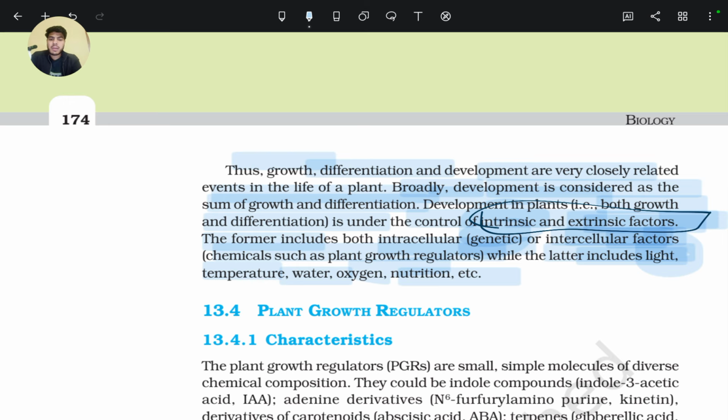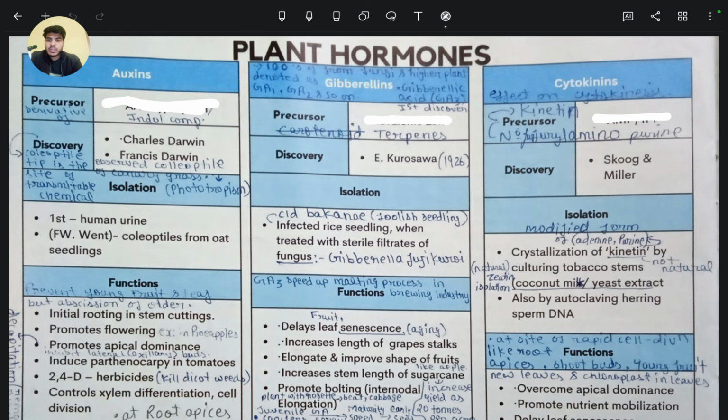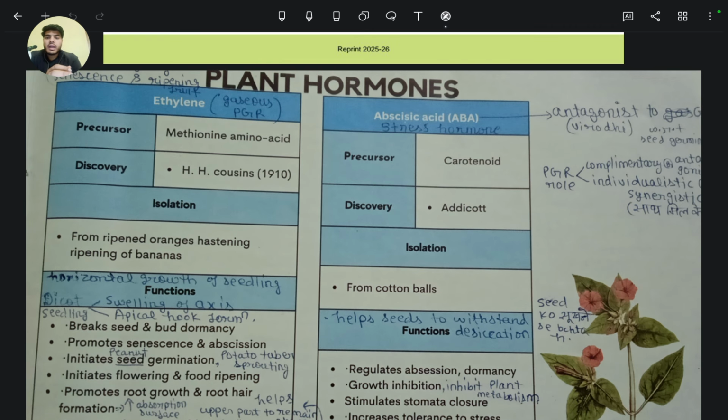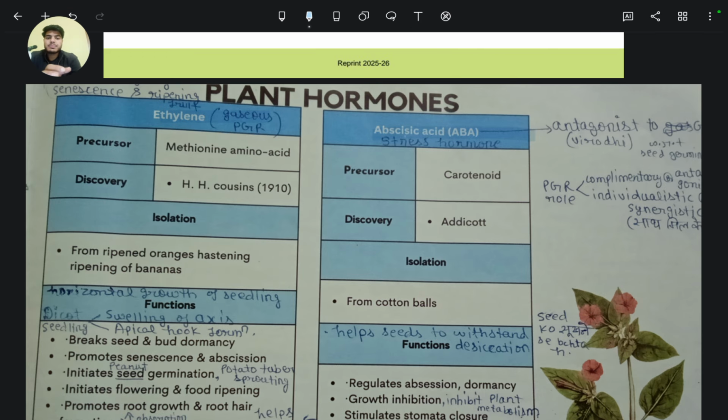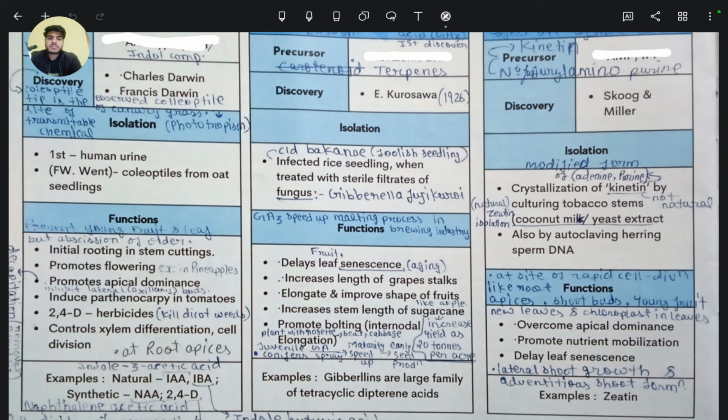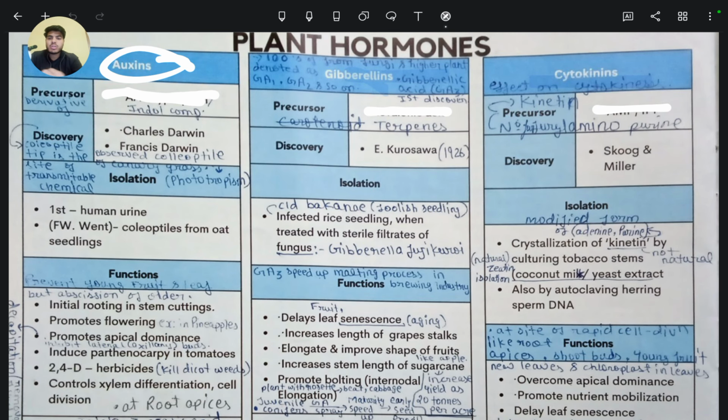Now let's start with plant growth regulators or plant hormones. There are five types of hormones present in a plant: auxin, gibberellin, cytokinin, ethylene, and abscisic acid. Both these hormones, ethylene and abscisic acid, are also known as plant inhibitor hormones, and these three are plant growth hormones.